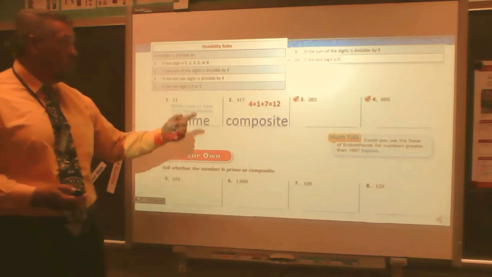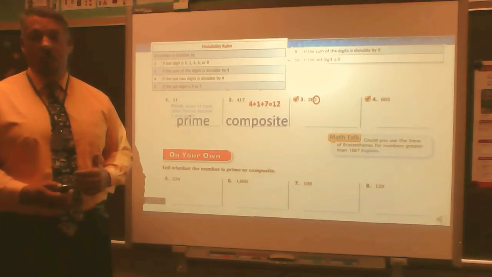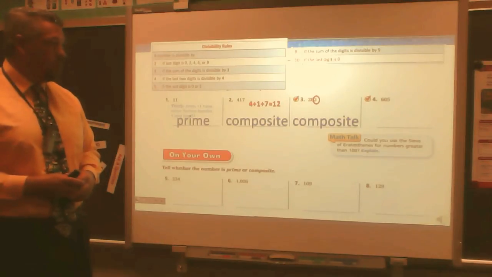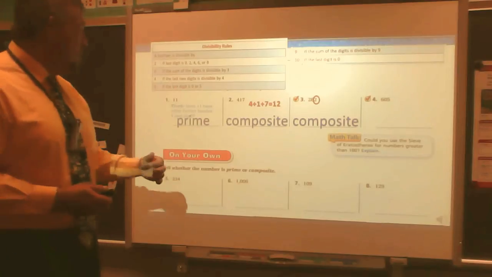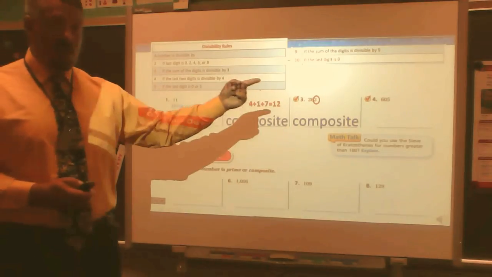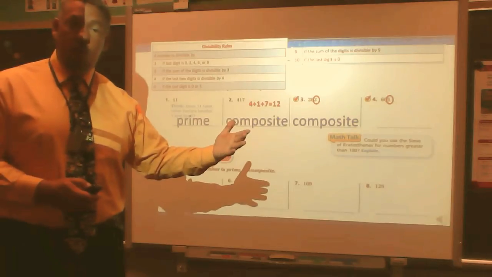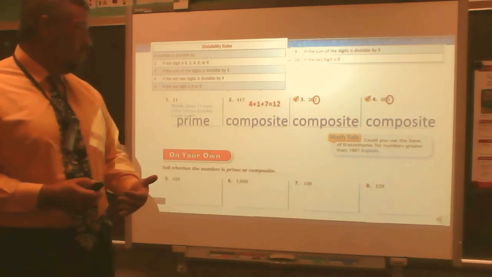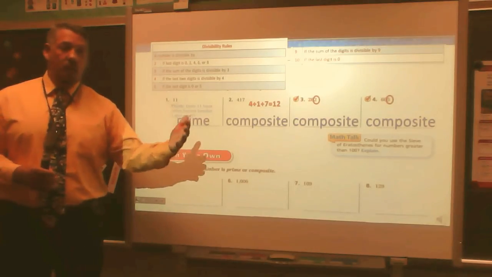That's the rules for 2. It is, so automatically that is a composite number because there's a 2 in the ones place. 605. It's not even, but if I look at the 5s, it has to end with 0 or 5 in the ones place, which it does, so I know 5 will go into it. So it's composite.